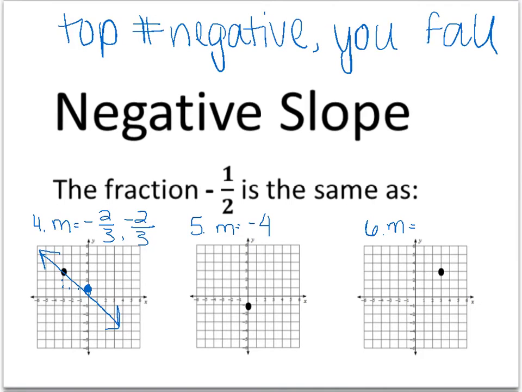Notice these lines are going in a negative direction. They are sloping downhill. If you started on the left side of your graph, you would be going downhill because these are negative slopes.